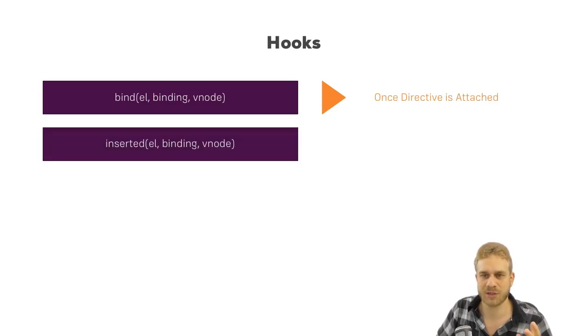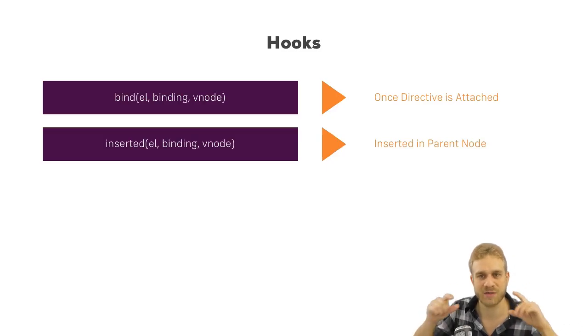Thereafter we get the inserted hook. This occurs as soon as it is inserted in the DOM, so as soon as this element also is part of the DOM, but we can access it in the first hook already. That's important to understand. We don't need it to be inserted in the DOM to be able to style it or do anything with it. It will reflect these changes once it is inserted anyways. And there we get the same arguments.